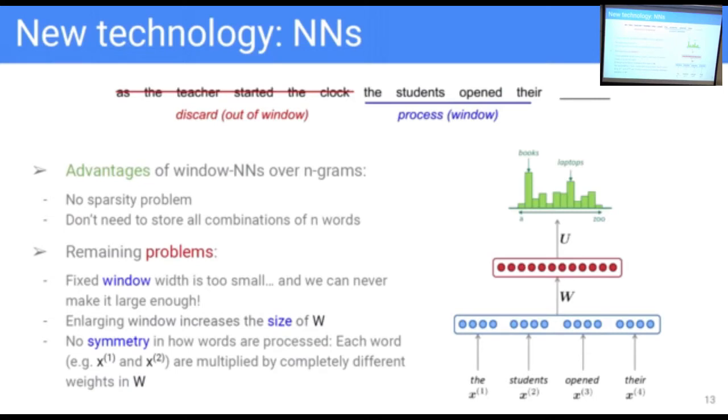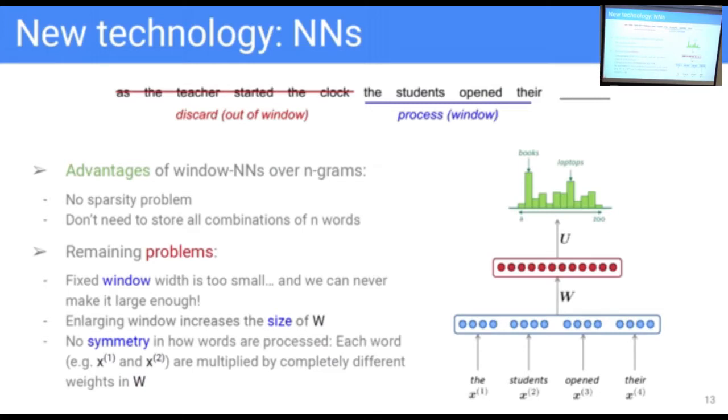So the advantage of this is that we have got completely rid of the sparsity problem. Then we don't need to store all combinations of words, because the neural network is able to interpolate between the probabilities of combinations of words that are quite similar to each other but not exactly the same. But then there are a number of remaining problems. These are problems that we also had in the n-gram model, but here they still remain. But in the n-gram models, the other problems were so big that we were not thinking about this.